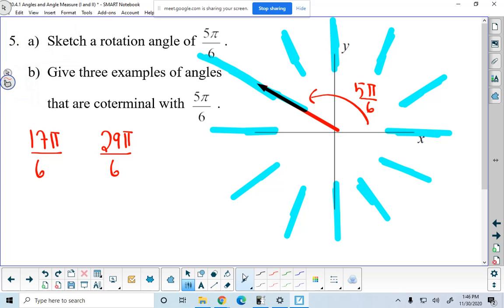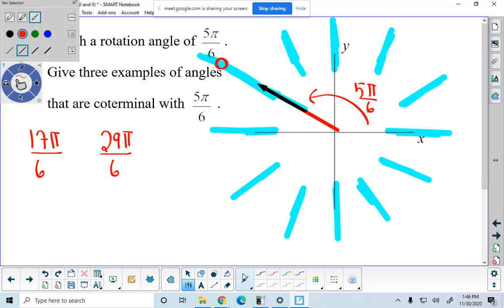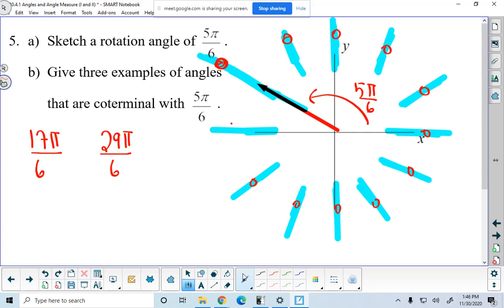I could go back to the 5 pi over 6, which is here, and start subtracting. 5, 4, 3, 2, 1, 0, negative 1, negative 2, negative 3, negative 4, negative 5, negative 6, negative 7 pi over 6. There's other ways to get them, but I think that's the most straightforward way. Questions with 5?